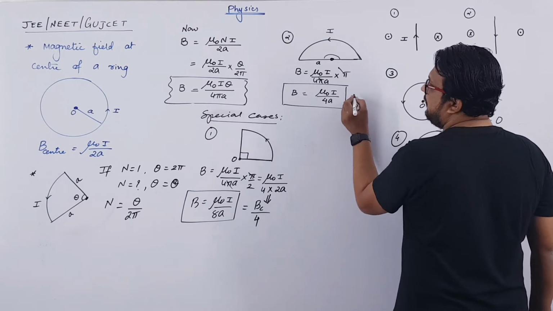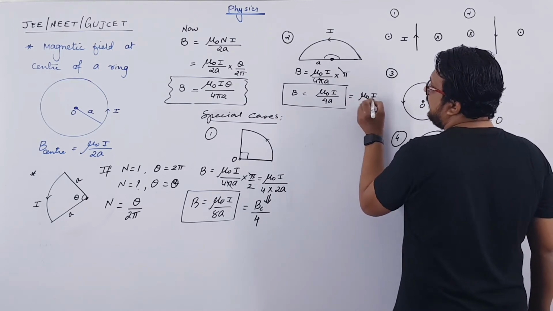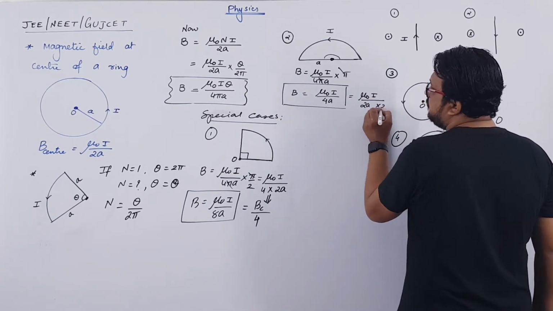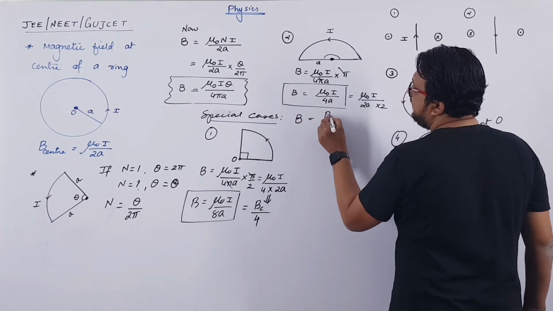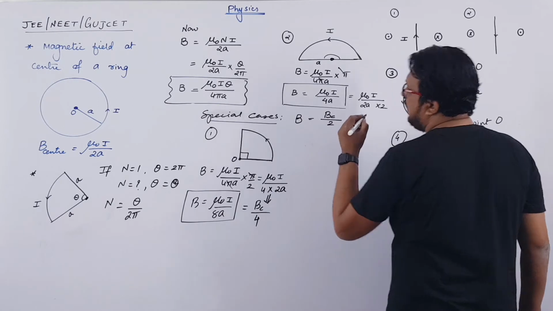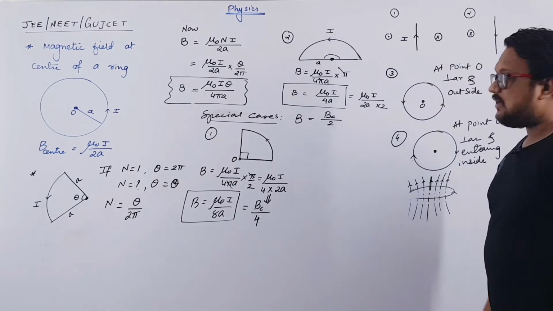An important formula. This is actually mu naught I over 2A into 1/2. So you can say that B for a semicircle will be equal to B at center by 2, half of the circle.